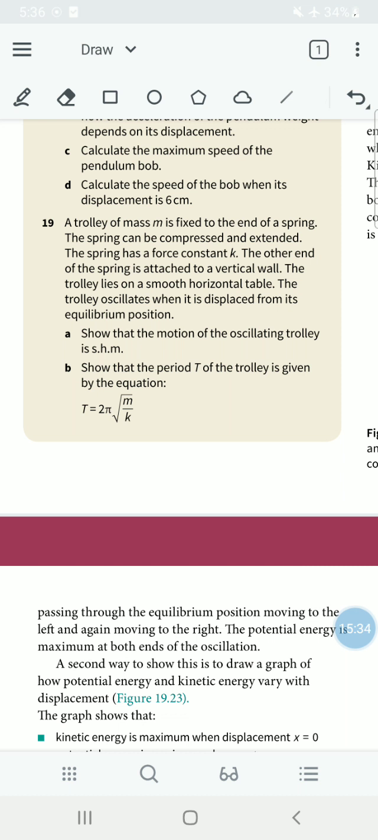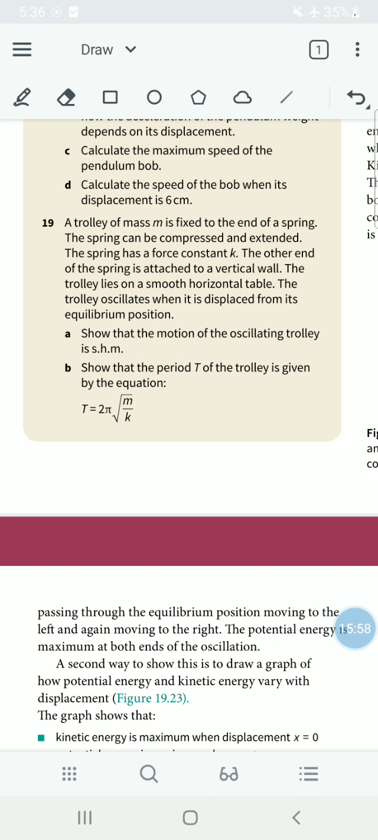Question number 19. These questions simply check your understanding of the equations that you have studied so far, nothing else. A trolley of mass M is fixed to the end of a spring. The spring can be compressed and extended.